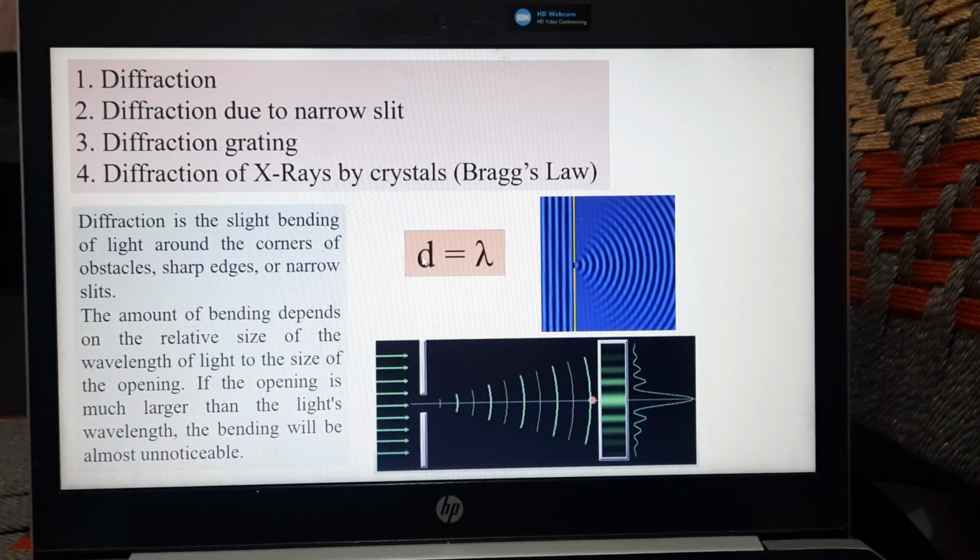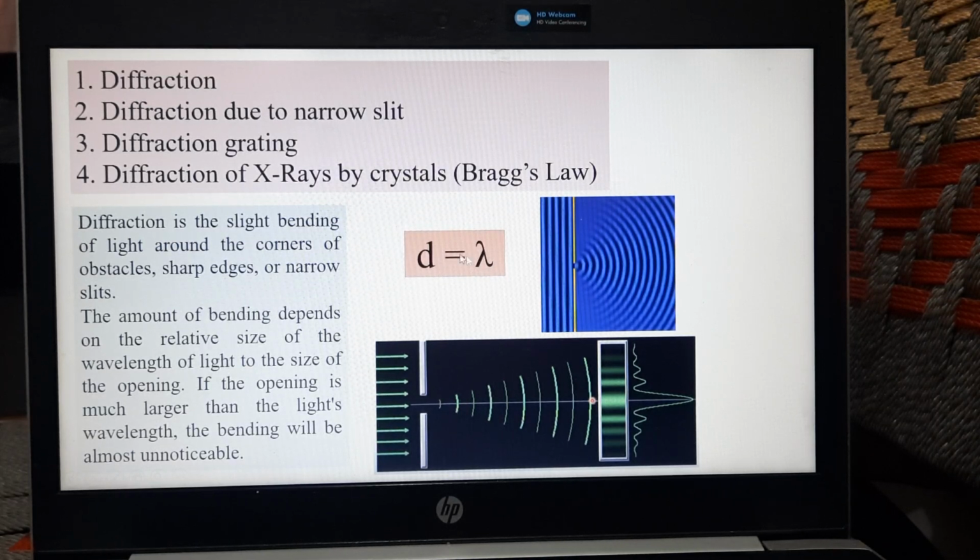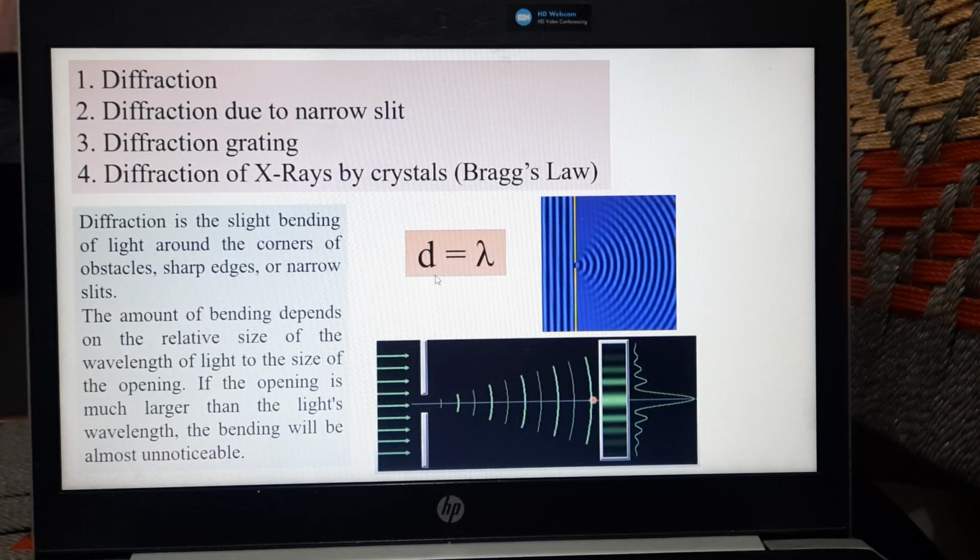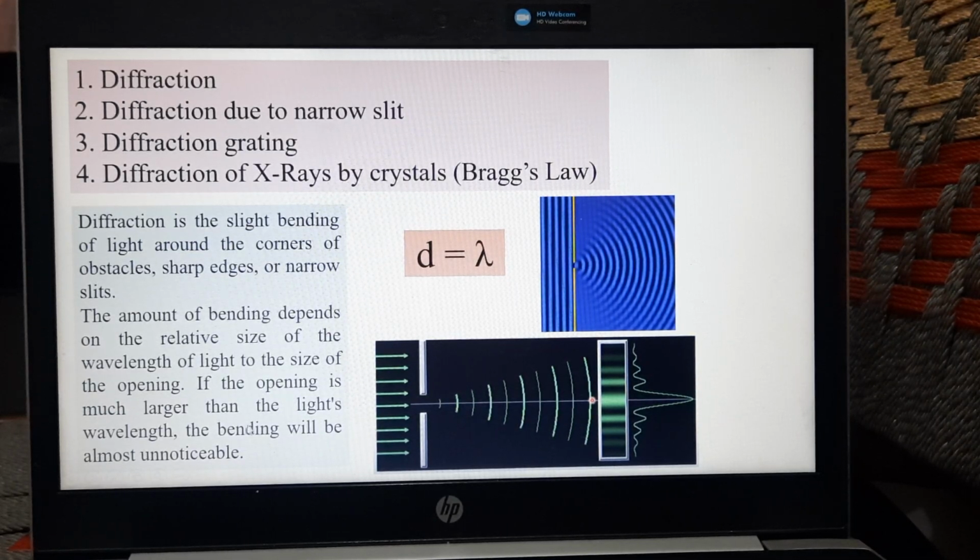If I consider d as the size of the opening, the slit, and lambda as the size of the wavelength, they must be of the order of each other. Then diffraction is possible. But if the opening is much larger than the wavelength of the light, then the bending is almost unnoticeable. The diffraction doesn't take place then.